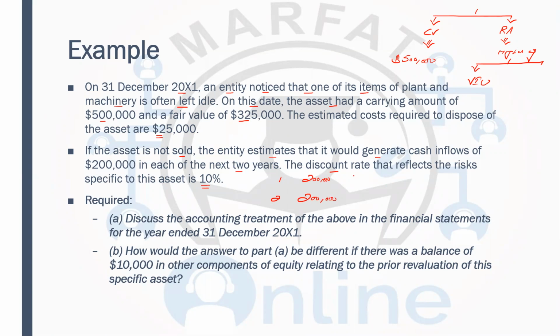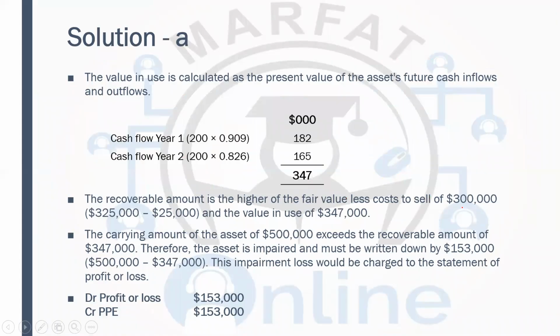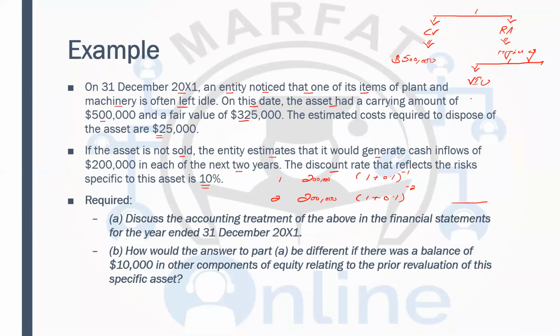And we know the 10% thing, 1 plus 0.1 raised to power minus 1. That means 1 plus r raised to power minus 2. And this is going to give you the value in use. Okay, we can see the answer directly. So this is 3,47,000. Let me just take this figure from here. So the value in use is 3,47,000, right?